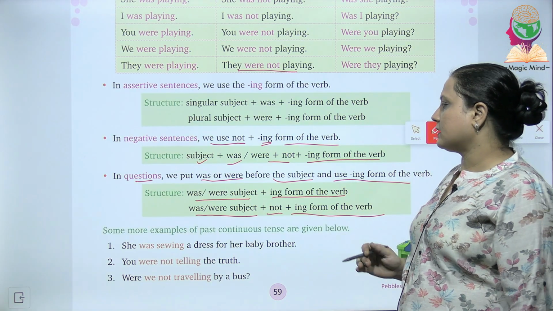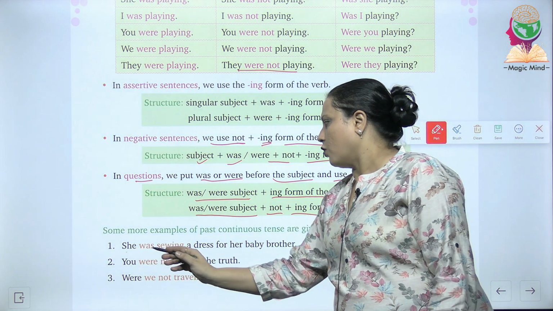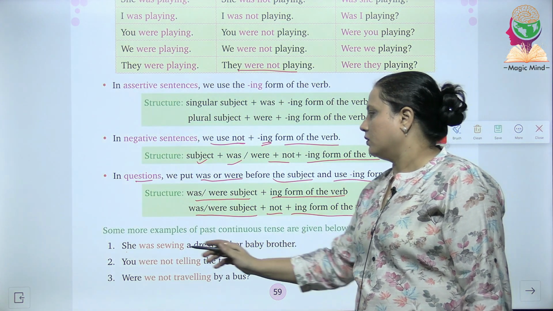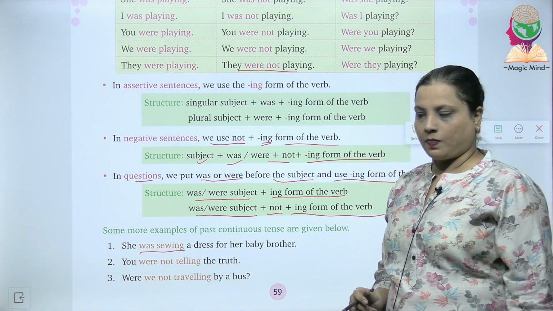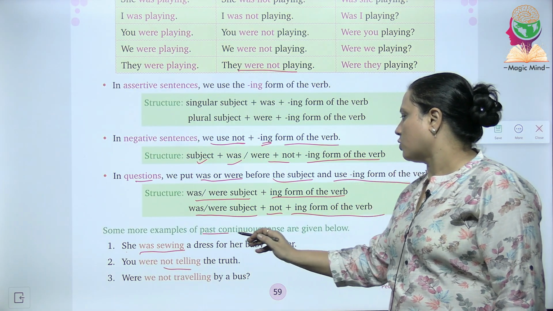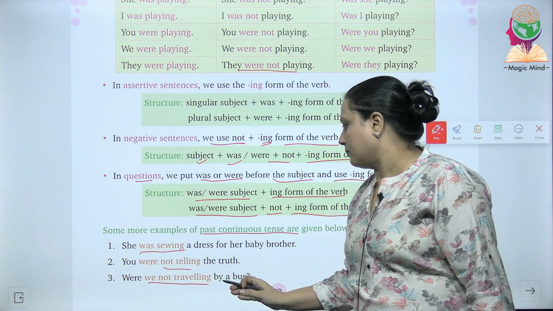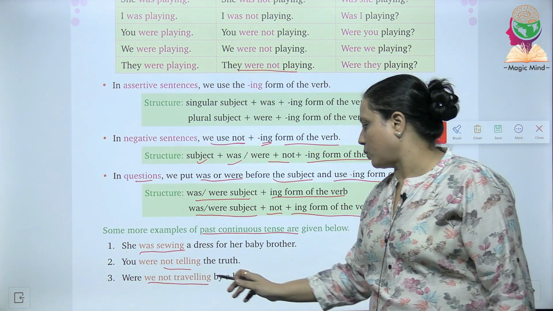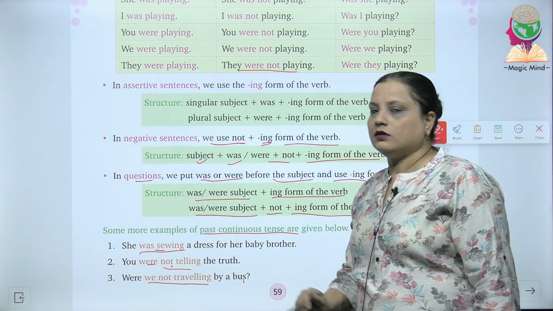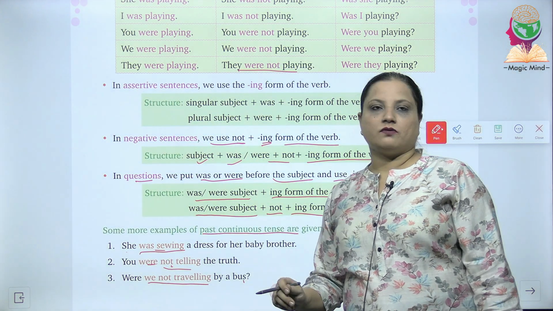Now some more examples are given over here. Let's come on, read them quickly. She was sewing a dress for her baby brother. You were not telling the truth. These are again the past continuous tense. Were we not traveling by a bus? This is the question form. This is a negative sentence and this is an assertive sentence. These are a few examples of these.